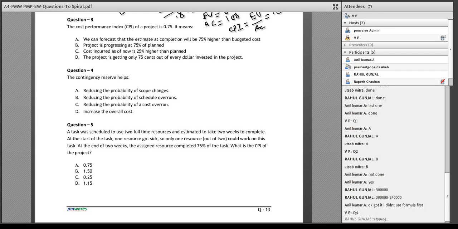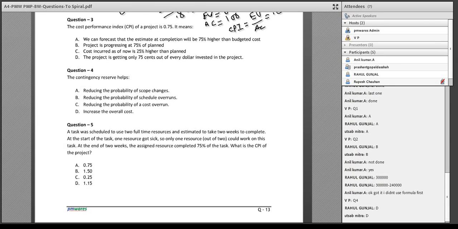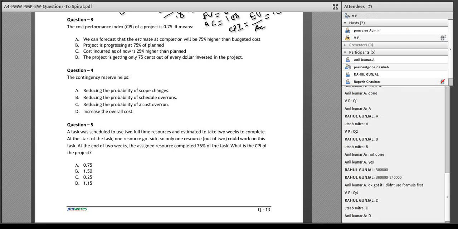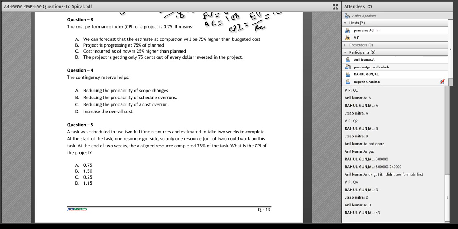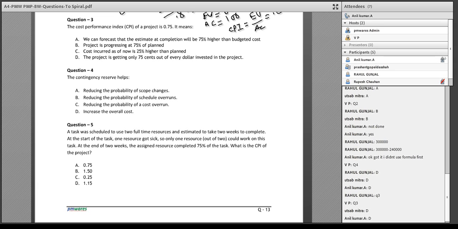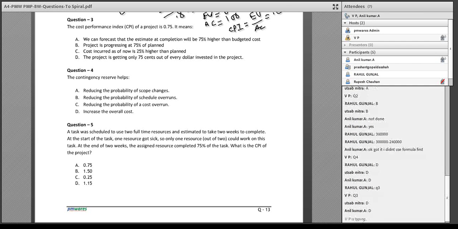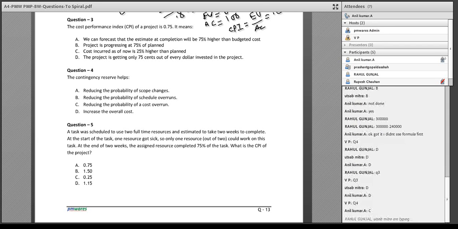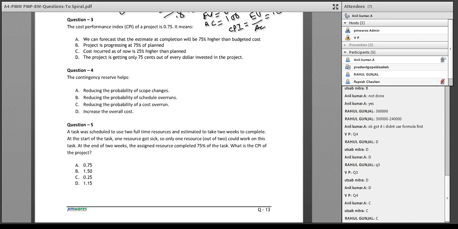What about question number 4? Sorry, question number 3. Oh, Q3. Sorry, Q3. Question number 3 is D. I think people have answered the question third only. So D is the right answer. Very good. And let's talk about question number 4. C. Great going, yeah.